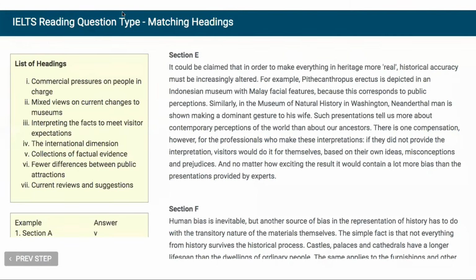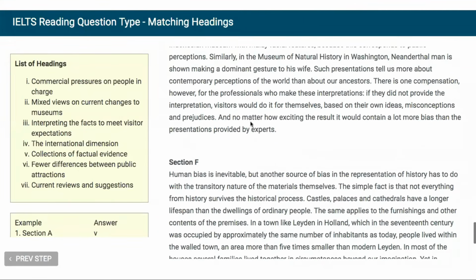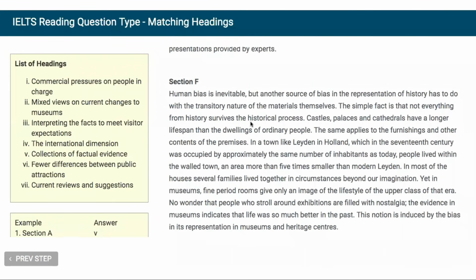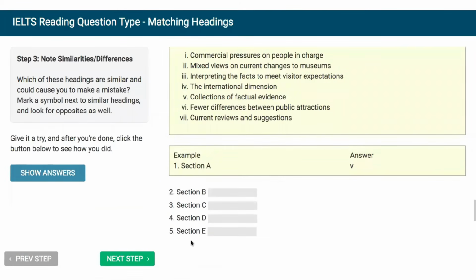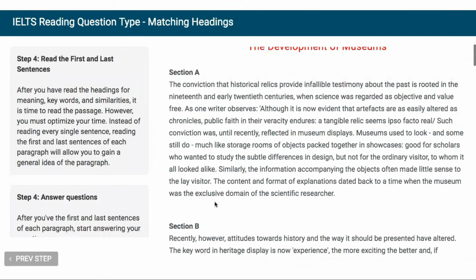And now you might be thinking, okay, let's go down to section F. But if you recall, I'll go here to the previous step. If you recall from our instructions, we only have 4 questions. So that's B, C, D, and E. This question type does not require section F.